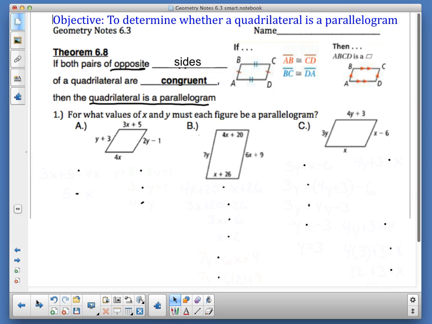So in this first one, I got y plus 3 and 2y minus 1. Well, gosh, those are both the same variable. And I got 3x plus 5 and 4x. So I've got these two relationships to set up and solve. So let's get after that.